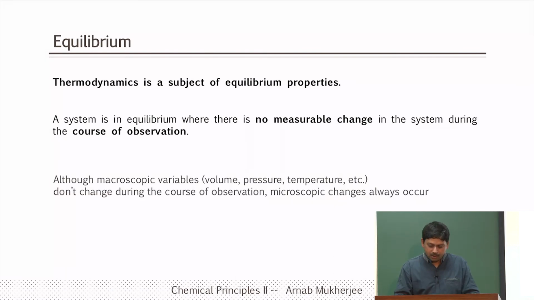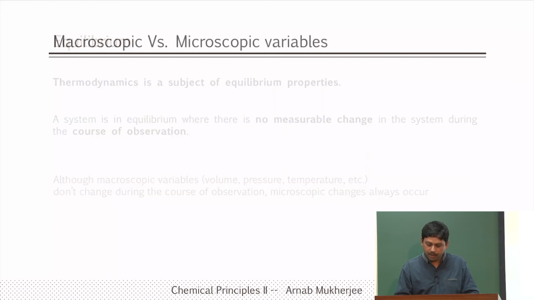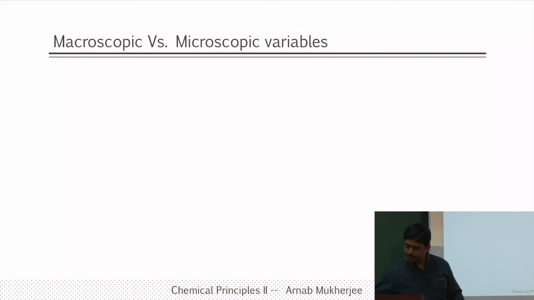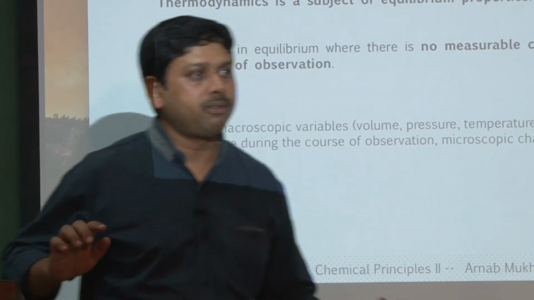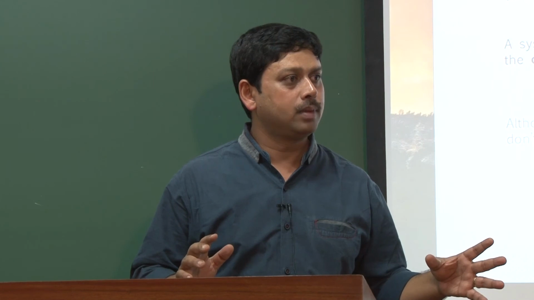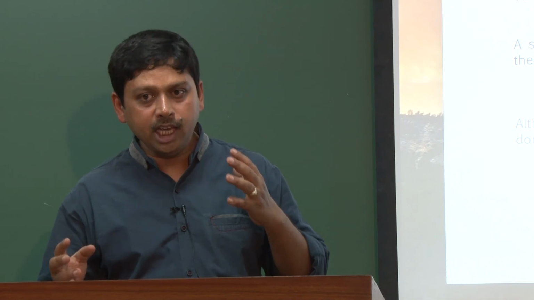So, macroscopic variables do not change during the course of observation, but microscopic variables change all the time. What I mean by that is, this water looks perfectly all right, looks like it is in equilibrium because there is no bubble, there is no appreciable change and all that. However, the water molecules that are there within that bottle are constantly changing with time. So, they are not static. Although the overall system is in equilibrium, each molecule is actually dynamically changing with time.